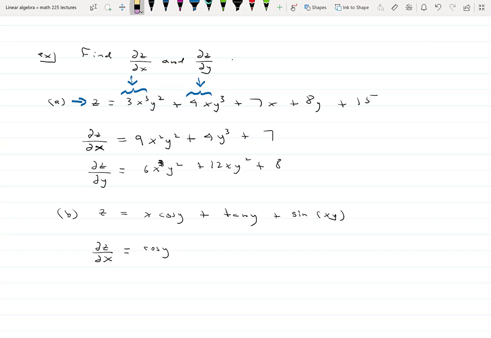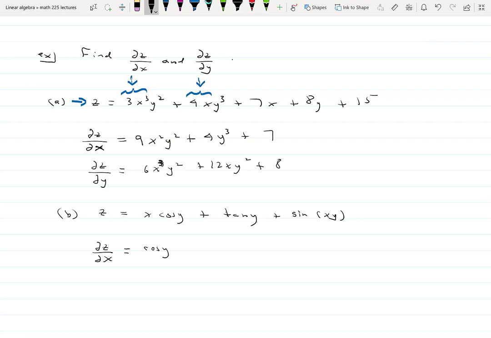Okay, what's the derivative with respect to x of tangent y? It's not secant squared y. It's 0, because when I take a derivative with respect to x, I'm holding y constant. If y is constant, the tangent of y is constant, and the derivative of a constant is 0. So here, I put that little extra sine of xy in there. I want to take the derivative with respect to x of sine of xy.